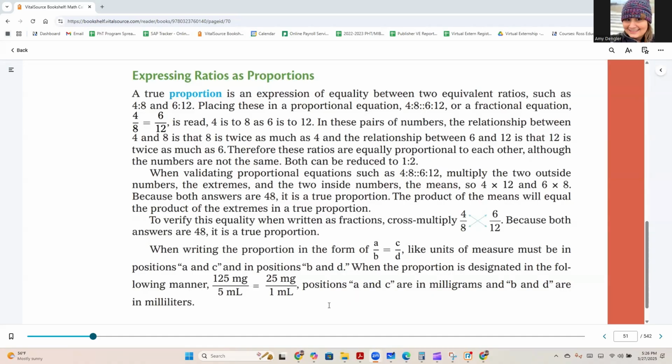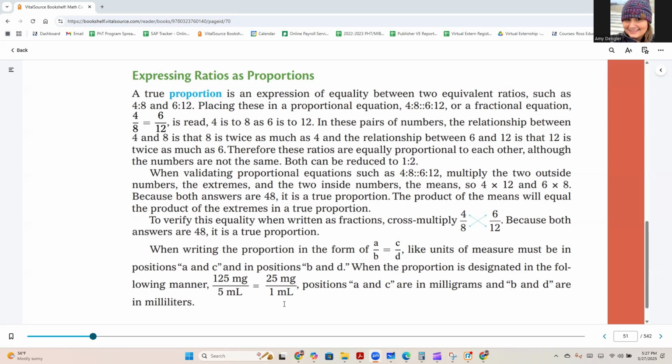A true proportion is an expression of equality between two equivalent ratios, such as 4 to 8 and 6 to 12. Placing these in a proportional equation, 4 to 8 = 6 to 12, or fractional equation, 4/8 = 6/12, is read 4 is to 8 as 6 is to 12. The relationship between 4 and 8 is that 8 is twice as much as 4, and the relationship between 6 and 12 is that 12 is twice as much as 6. Therefore, these ratios are equally proportional to each other, although the numbers are not the same. Both can be reduced to 1 to 2.